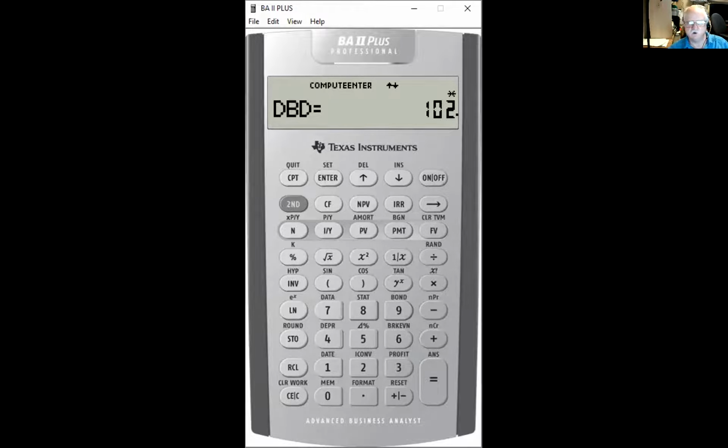And now we can do the August 10th. So clear that. Second date, August is the 8th month, dot 10, 21, enter, down. Still got September 30th in here, so enter, down, compute, and 51 days. So these are the dates we're going to need.